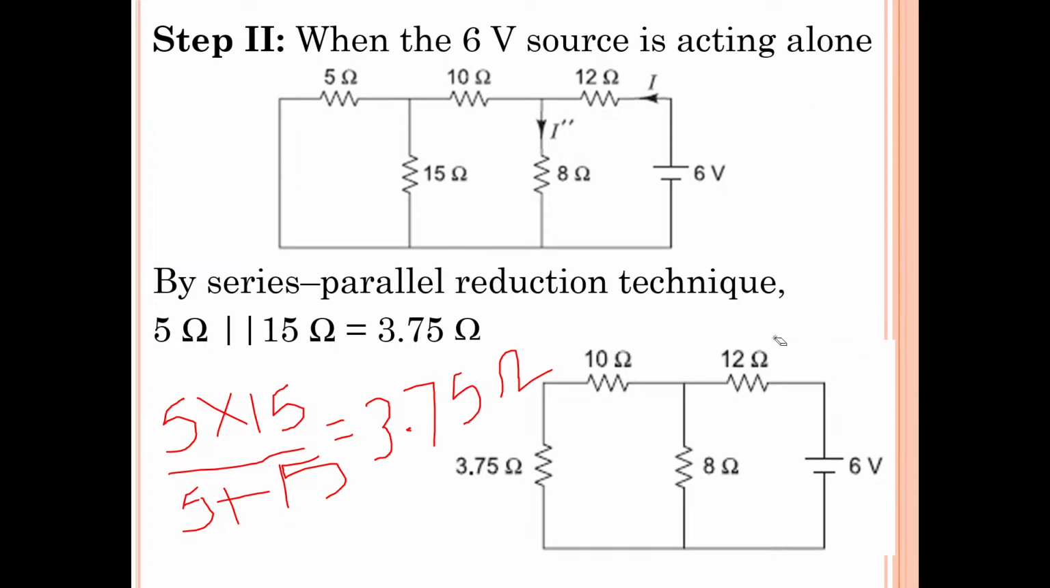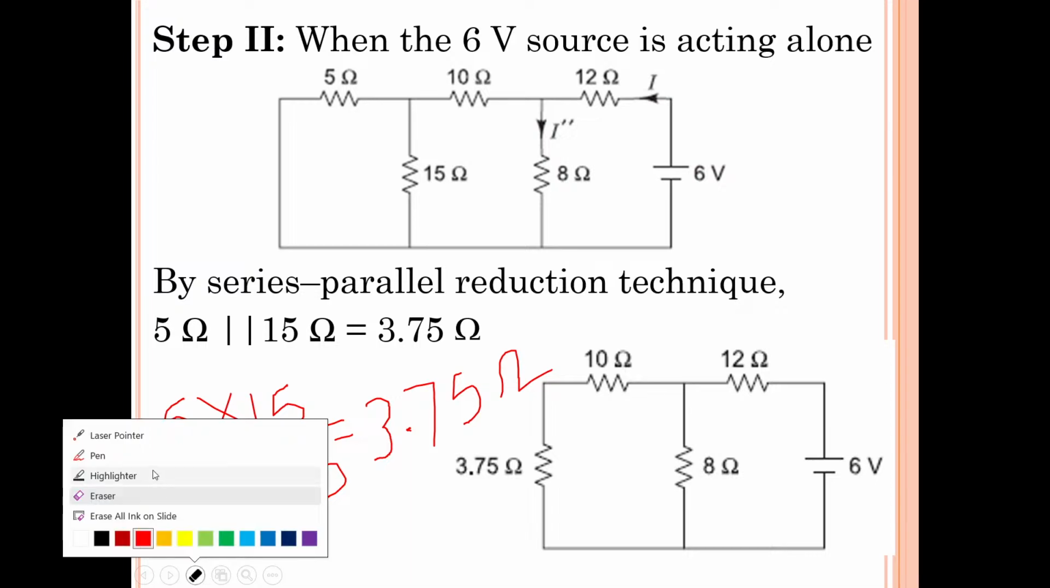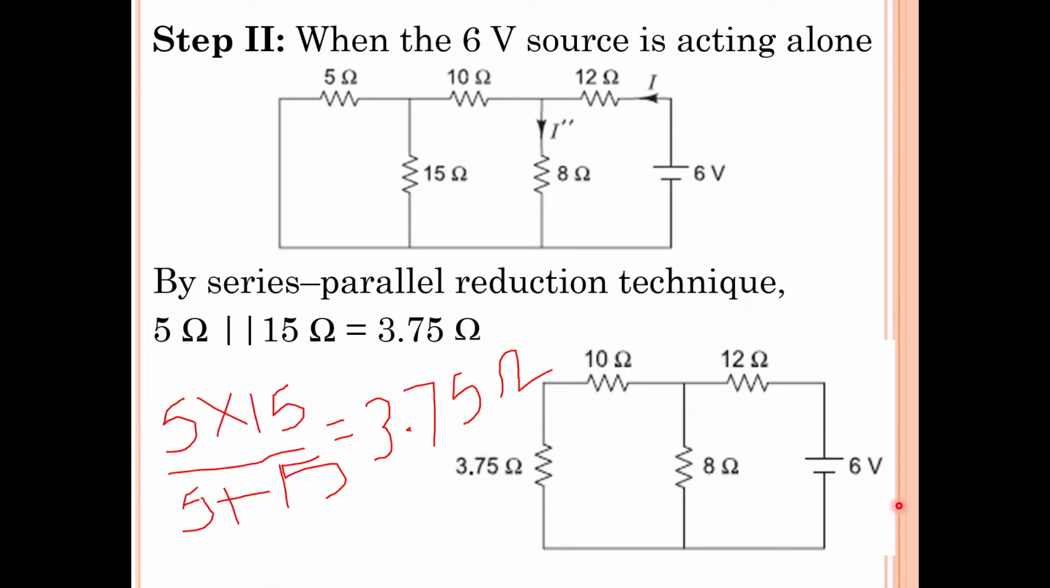Now this is our modified circuit. I will take the laser. This is our modified circuit: 6 volts, 12 ohms, 8 ohms and 10 ohms, and 15 and 5 ohms, whose equivalent resistance is 3.75 ohms. This is the resistor. Just complete it, and as soon as you complete, mention it in the chat box.